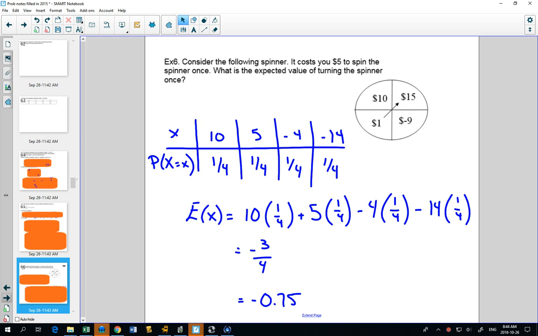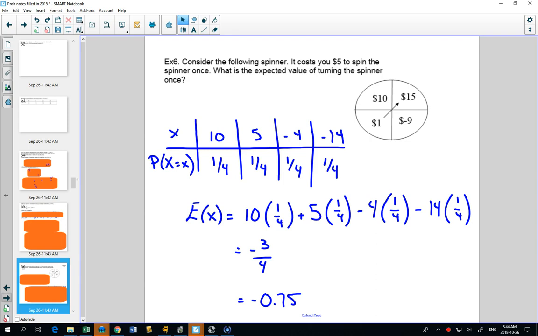When things are evenly split up like this, one of the things I like to do, mental math-wise, is say, okay, theoretically, if we play it 4 times, each of the 4 things should happen once. So if I played this 4 times, I'd get 15, I'd get 10, I'd get 1, I'd get -9. Adding those all up, 26 minus 9 is 17.